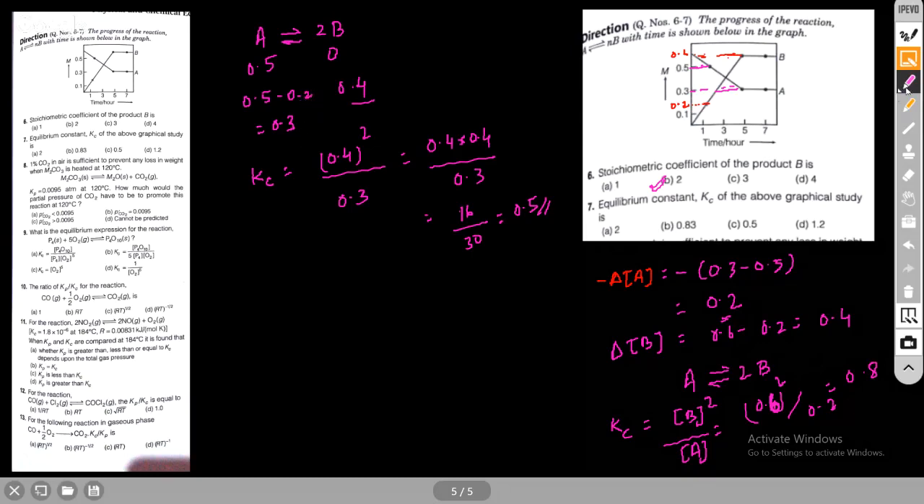Oh, just a second. Initial concentration of A is 0.6, right? So here it should be 0.6. And final concentration of A is 0.3, so this should be 0.3. 0.3 into 2, here we have 0.6. So we have 0.6 square divided by 0.3. 0.6 into 0.6, so we are getting 1.2. Option D is correct.